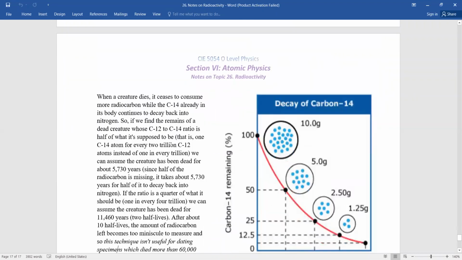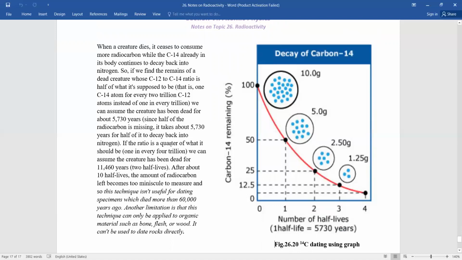Now the final part, please read. When a creature dies, it ceases to consume more radiation while the carbon 14 already in its body continues to decay back into nitrogen. So, what does this mean?